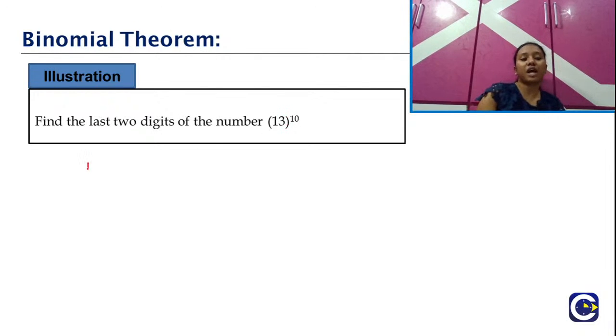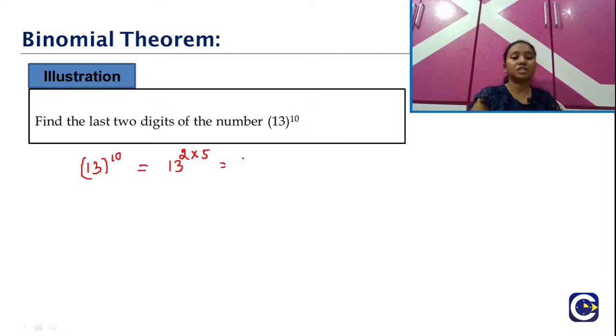So here the number we are having is 13 power 10. So is it possible to write 13 in terms of plus or minus 1? Is it possible? No, right? Then what we can do, we'll just go by this power. That means 13 I'll just write as 13 square to the power 5, that is 13 square whole power 5. So what is 13 square? It is equal to 169. So 169 whole power 5.